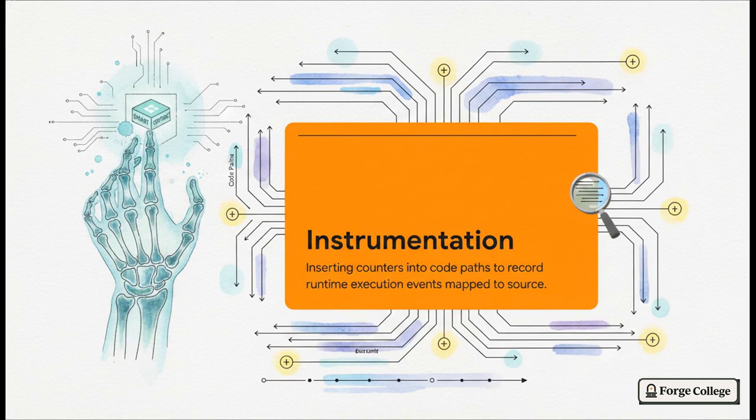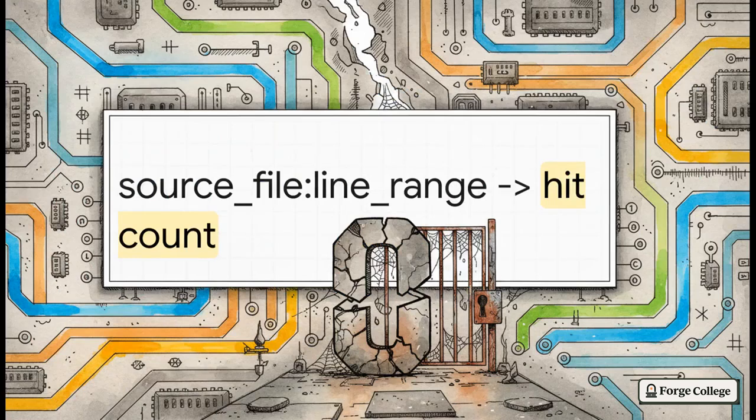When you run a coverage tool, it actually compiles your tests by inserting intermediate representation hooks, which are basically just tiny little counters right into your code paths. So during execution, every single time a line or a branch is hit, that counter increments. Then, the tool takes all that raw data and maps it straight back to your source code. It creates this direct relationship: a specific source file and line range equals a specific hit count.